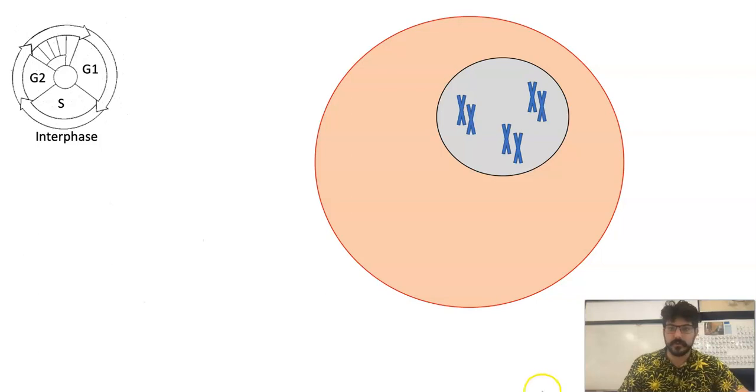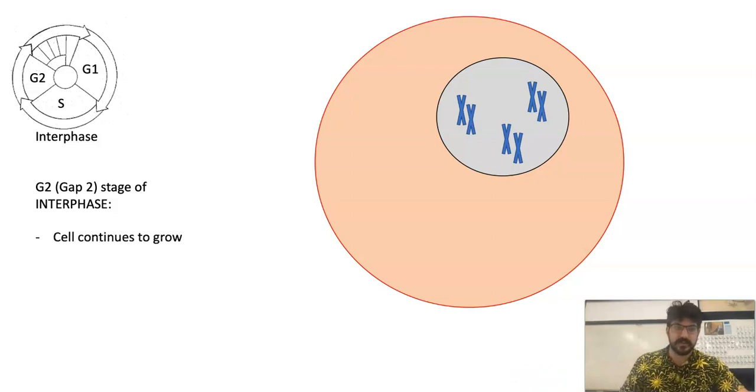All right, moving on from S stage, we get to the G2 stage. As the name probably suggests, it's the second gap, gap 2, the second growth stage. It's all the same. G2 comes after S though. During this stage, the cell continues to grow. All those organelles are packaged up to get ready for the division of the cell.